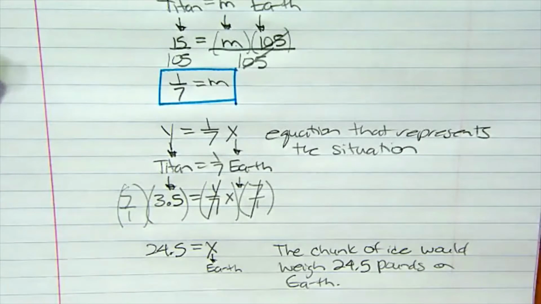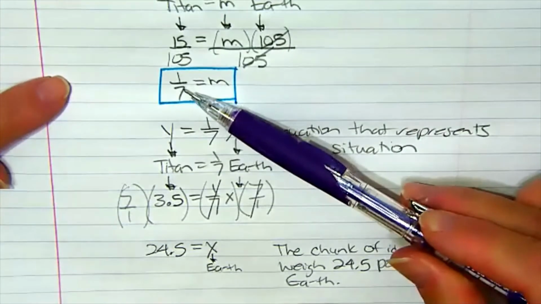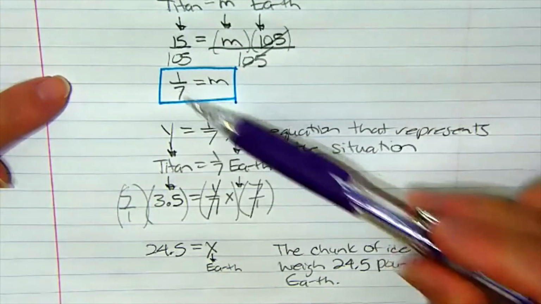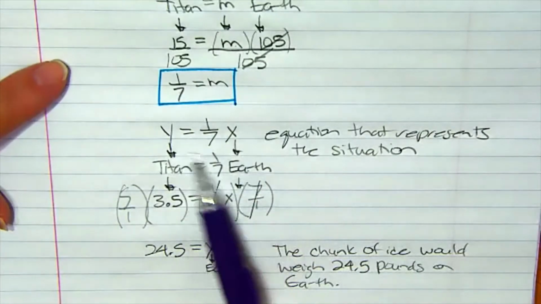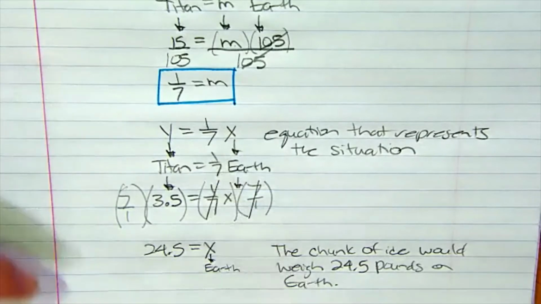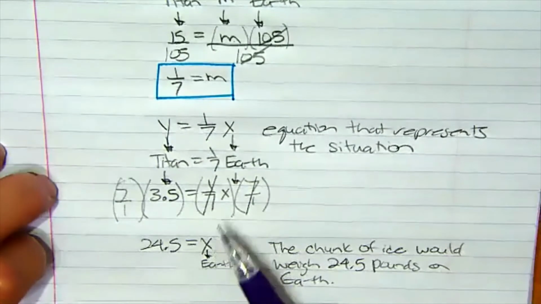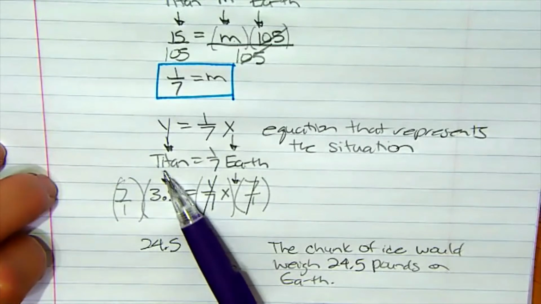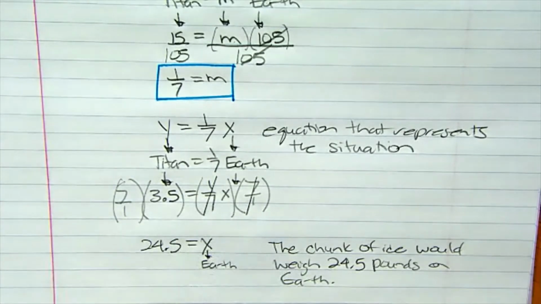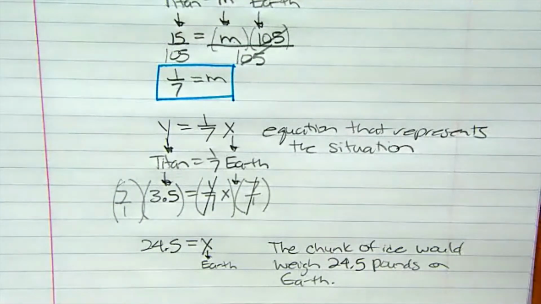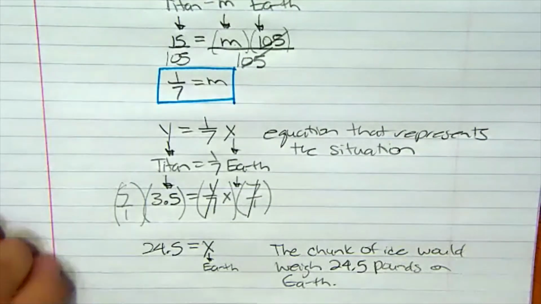So we had to find our slope or our constant of proportionality to create an equation that represents the situation. Then they told us there's a chunk of ice that's 3.5 pounds on Titan. How much would it weigh on Earth? So now it's substitution. Not too bad. Okay, let's do a second example.